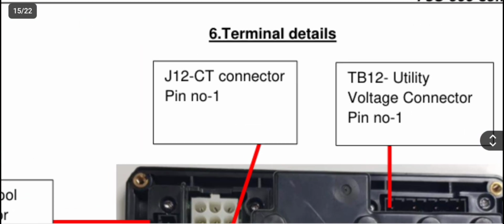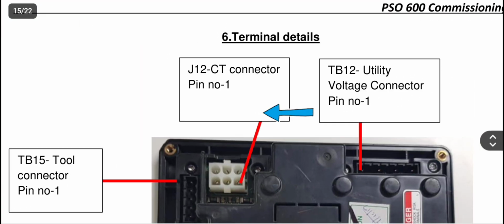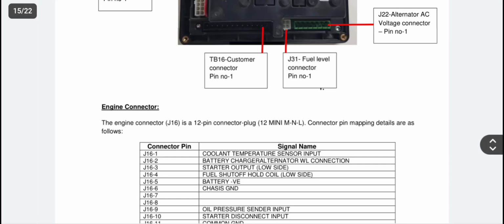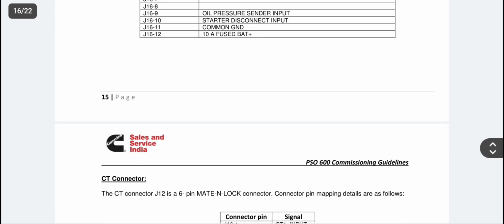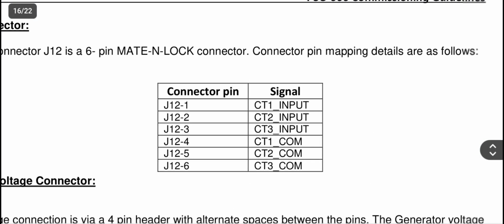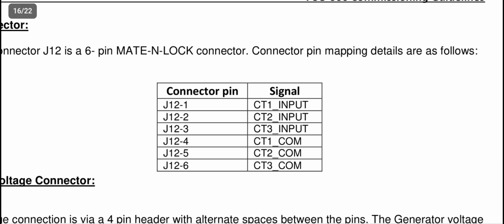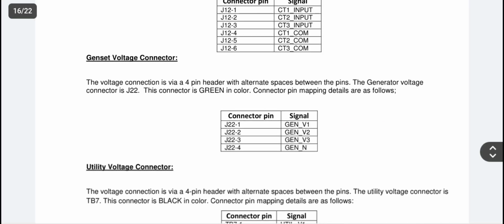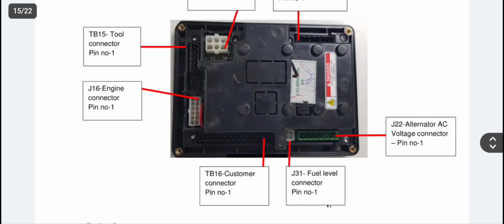Now let's move to the CT connector. This is our J12. At the top we have six pins. J12 pin number 1 is CT1 input, pin number 2 is CT2 input, pin number 3 is CT3 input, pin number 4 CT1 common, CT2 common, CT3 common.